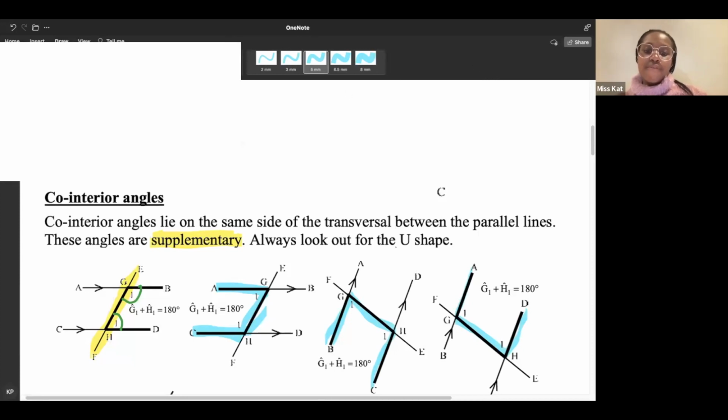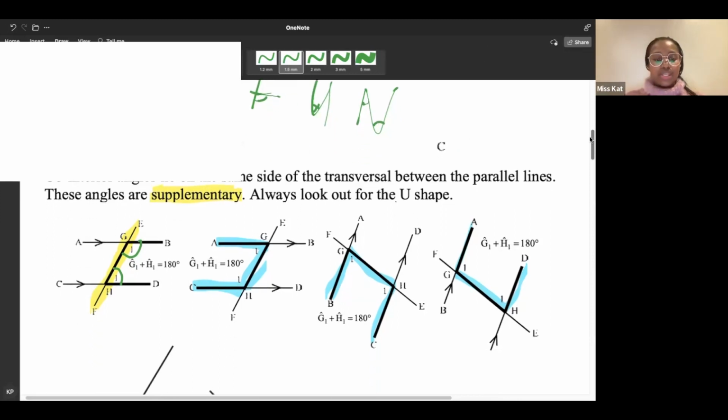They put the U into FUN angles. So remember, FUN angles: the F, the U, and the N. So the F were what? Corresponding angles. It was those ones, and they're equal. The U are these ones, which is co-interior, and this is alternate angles, which are also equal. Okay, let's see if we understand what I'm saying here.